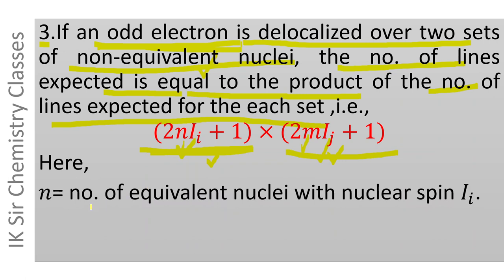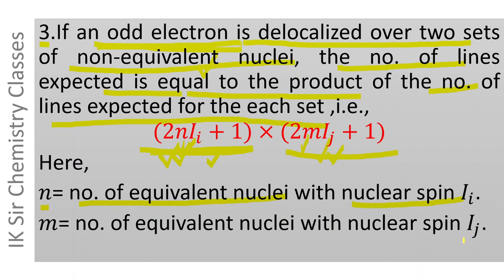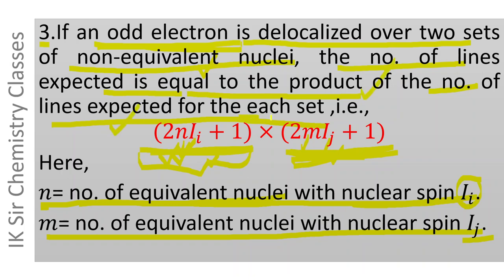Here, n is the number of equivalent nuclei with nuclear spin I_i, while m is the number of equivalent nuclei with nuclear spin I_j. These lines are expected in the ESR signal due to n equivalent nuclei with nuclear spin I_i. On the other hand, these numbers of hyperfine lines are expected for m equivalent nuclei with nuclear spin I_j. In actual practice, the number of hyperfine lines will be equal to the product of the number of lines expected for each set.